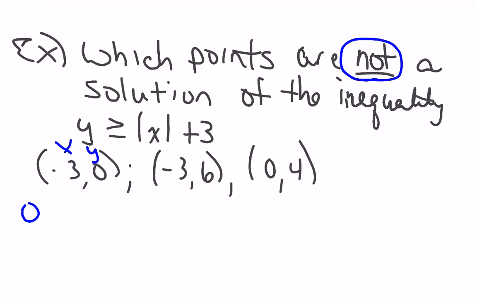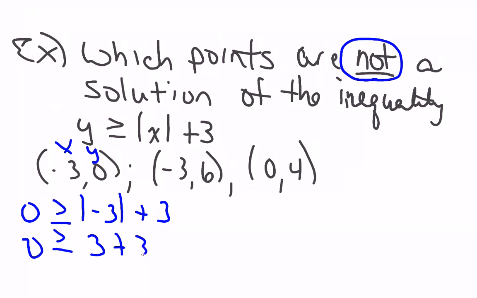So the first one, we have 0 is greater than or equal to the absolute value of -3 plus 3. Now we have to remember, what does absolute value mean? Absolute value is the distance from 0. So distance means that it cannot be negative. So -3 is 3 spaces away from 0. So the absolute value of -3 is 3. 0 greater than or equal to 3 plus 3. Now, what is 3 plus 3? 3 plus 3 is 6.